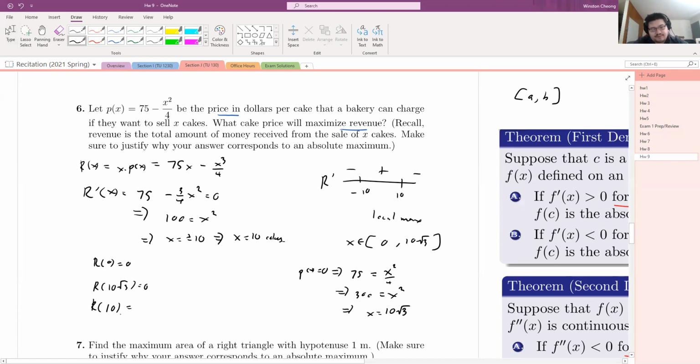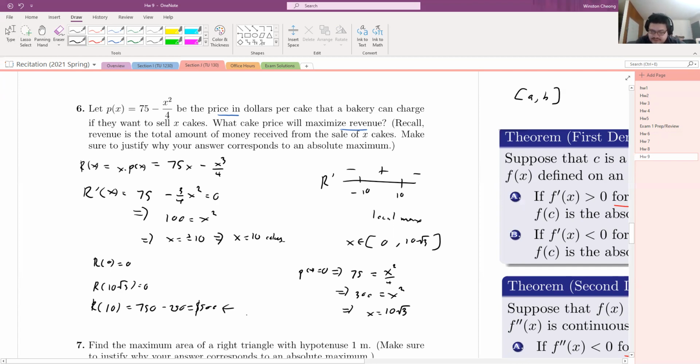Okay, and then lastly, we'll plug in 10, right? So 10, 250? Yeah, 250, because 1,000 divided by 4. And then that's going to be 500. Okay, so revenue is 500. So this is the closed interval method that we just performed.